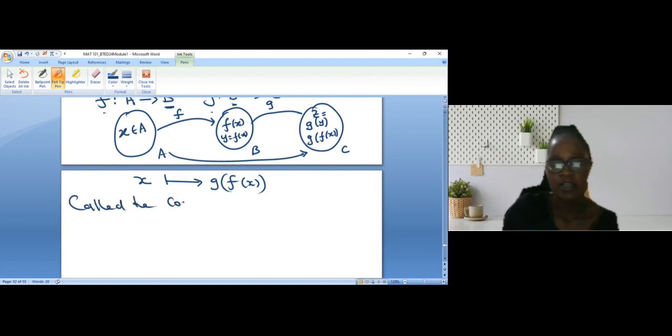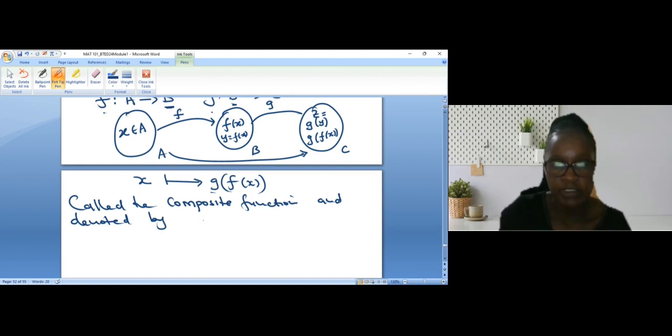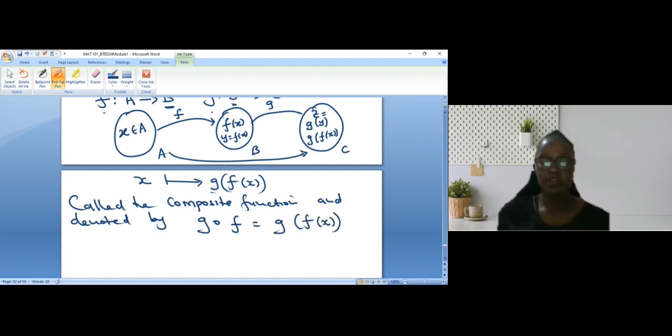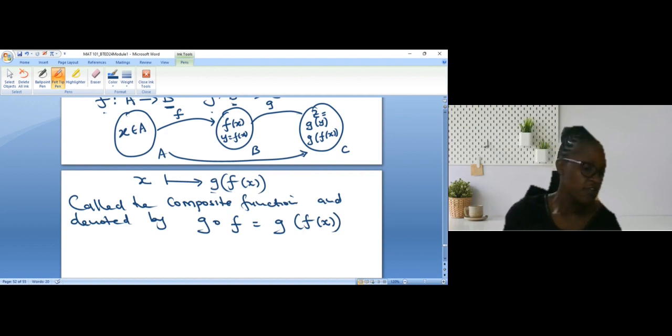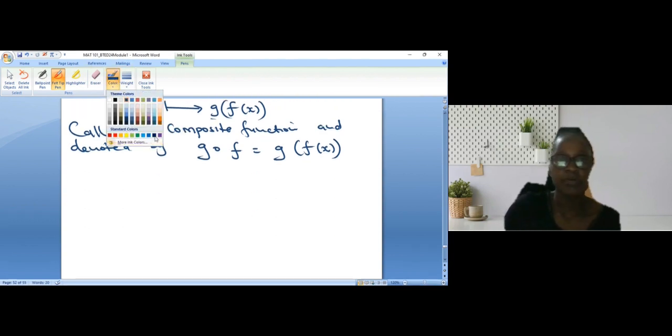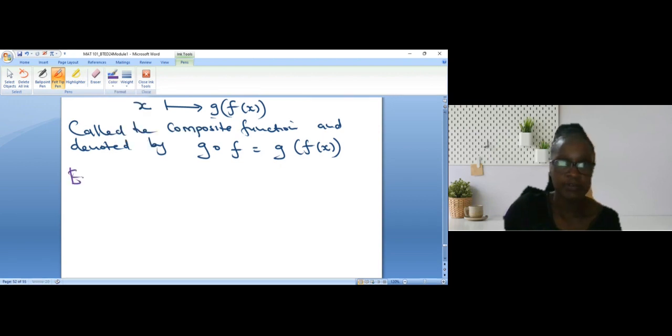So called the composite function, and denoted by g composite f, which is g f of x. Notice that when you define composite functions, you start from the right. So you're starting with f followed by g. Let me give an example of a composite function where we determine the composite function.